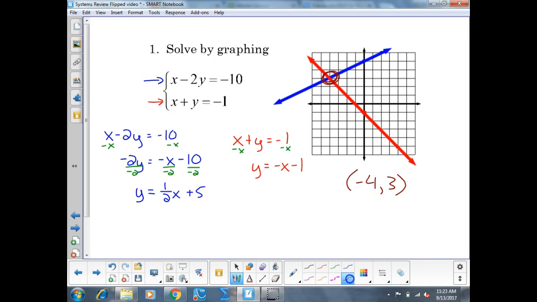Okay. And then we can check that back in both equations. Negative 4 minus 2 times 3 is negative 4 minus 6, which is negative 10. So it checks out in our top equation. Negative 4 plus 3 is negative 1, so it checks out in our bottom equation also. So there is our intersection point. That is graphing, putting both lines on the same Cartesian coordinate plane.